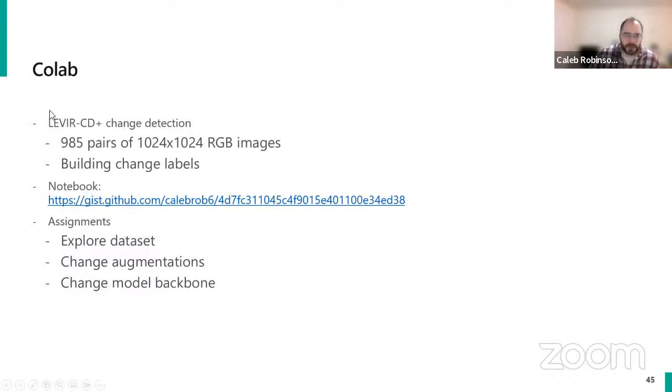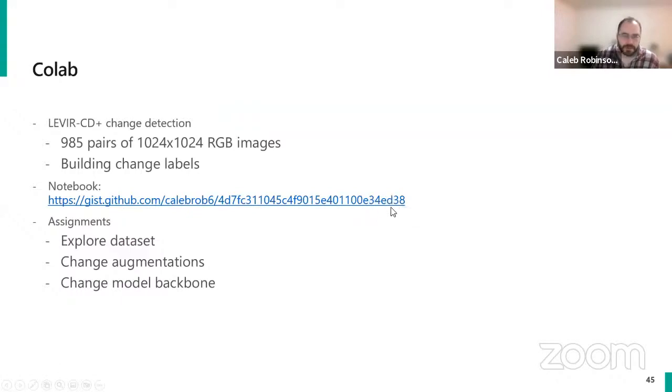So for the practical, I have in mind to walk through an example of how you can use TorchGeo with the trainers included in TorchGeo to train a model on this LEVIR-CD+ change detection dataset. This dataset consists of around 1,000 pairs of 1024 by 1024 RGB images with building change mask labels. And then this notebook is what we'll be running through and modifying.